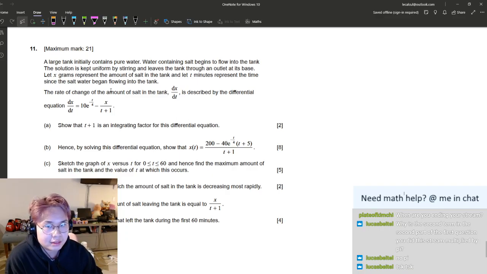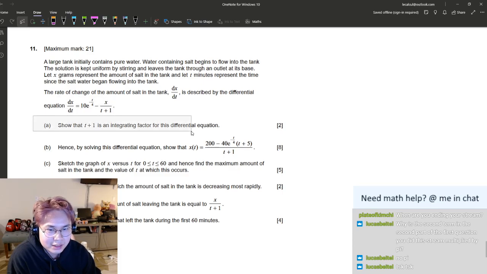So let's see, we have a large tank that has water. Water is gonna flow, salt is gonna flow into the tank, and then you stir it, and then you shoot some out at the bottom. So X is salt, T is minutes, and then the rate of change of the salt in the tank is here, which is described by this. Then we need to show t plus 1 is an integrating factor.